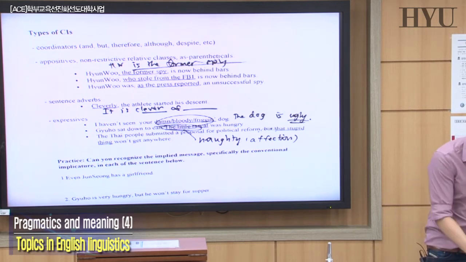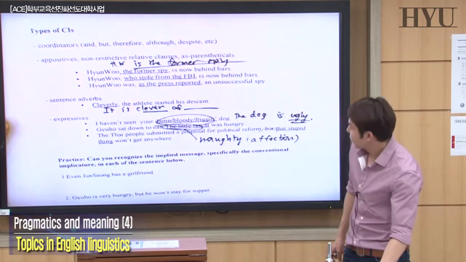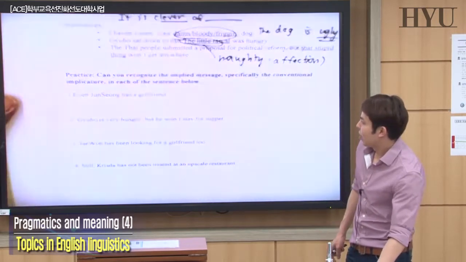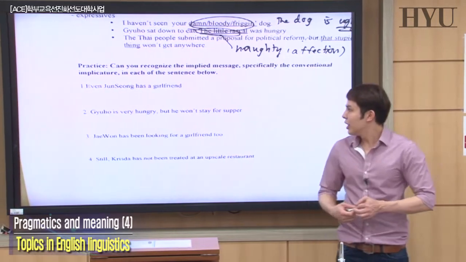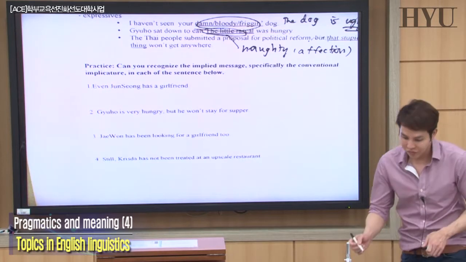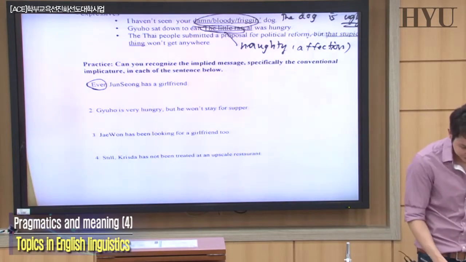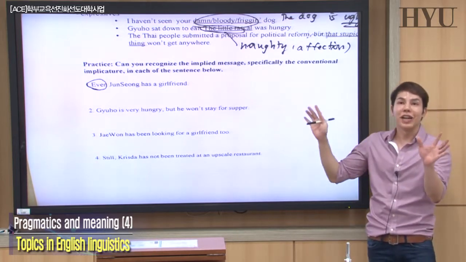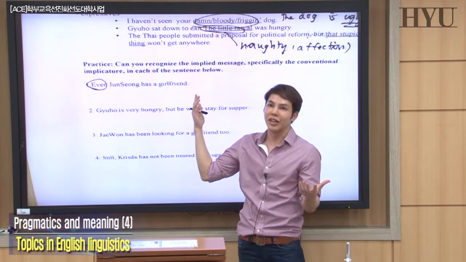We'll practice the CI, conventional implicatures, in these 4 sentences. I'll show you an example. Number 1, even Jun-sung has a girlfriend. What does it mean here? Even. It's not the main message there. The entailment is Jun-sung has a girlfriend, right?